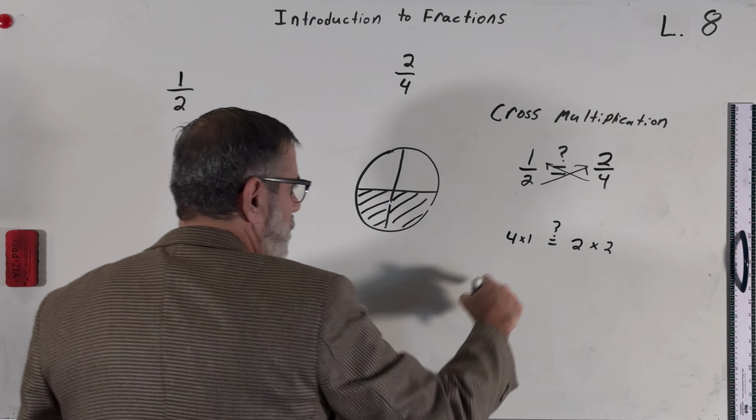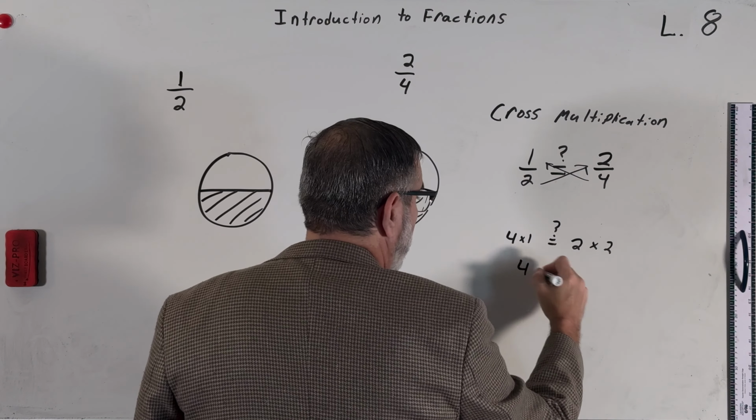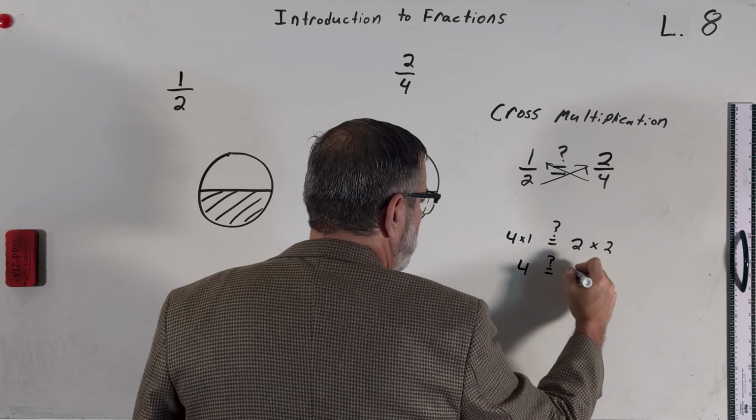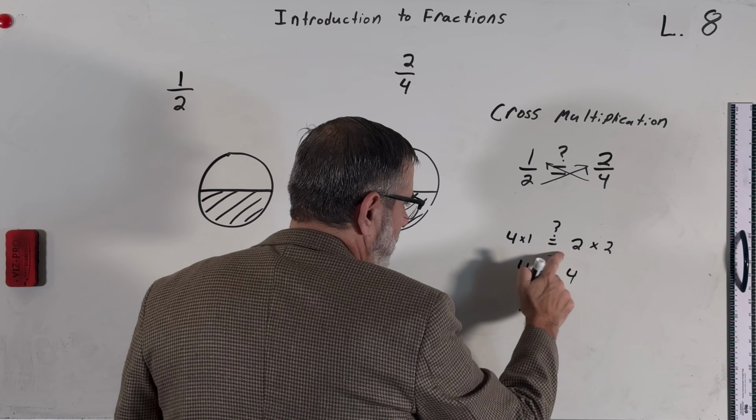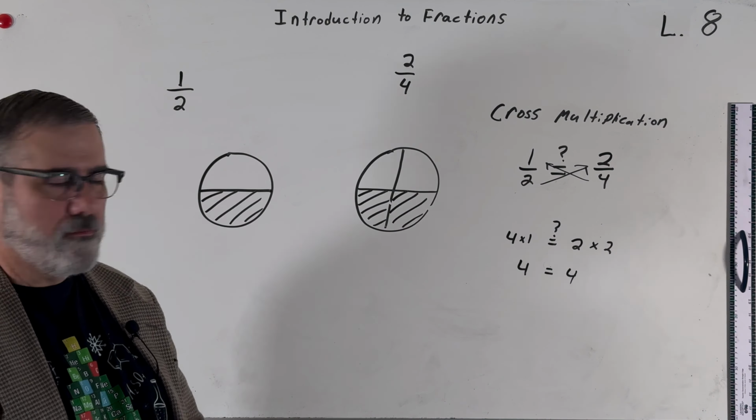And so I multiply these two terms, what do I get? I get 4 times 1 is 4, and I get 2 times 2 is 4. Now is 4 equal to 4? Yes, it is. And so I can erase the question mark because I've now established that that's equal.